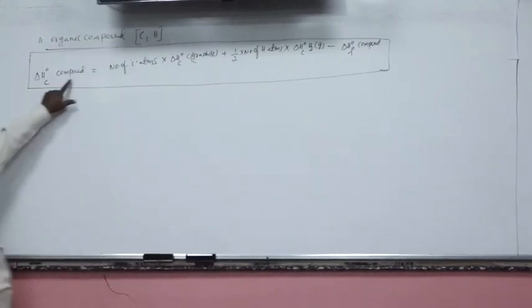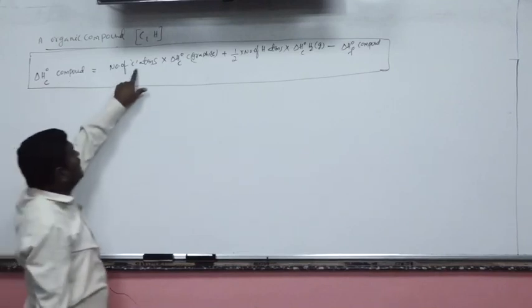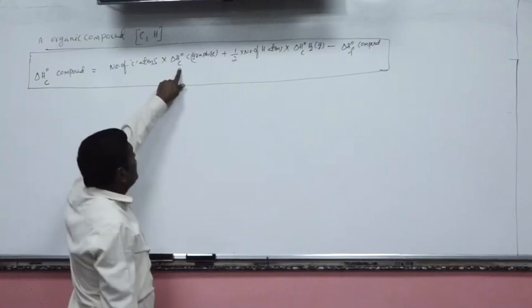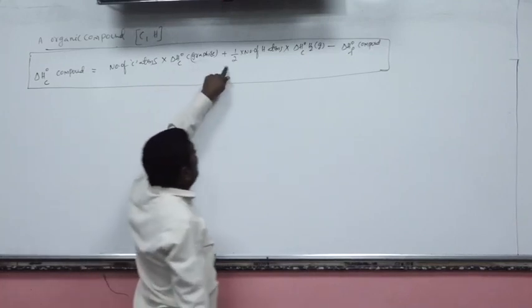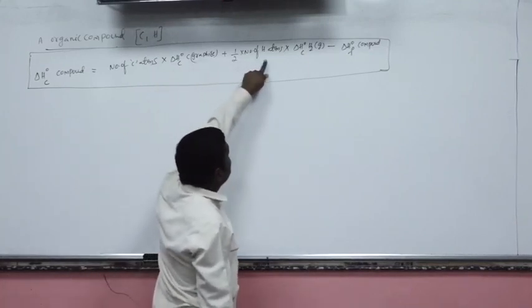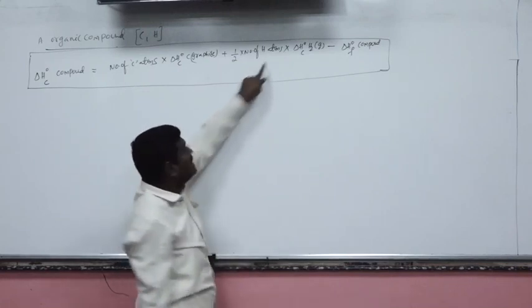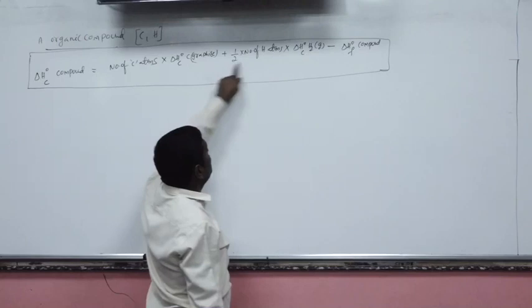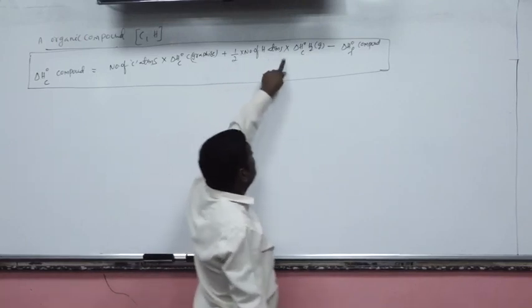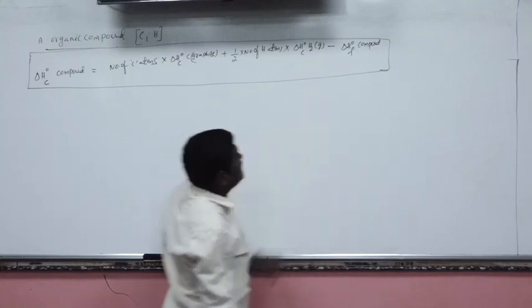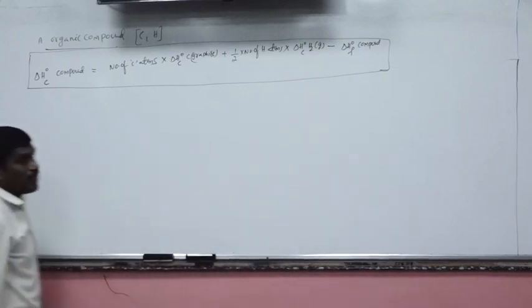Enthalpy of combustion of a compound: that compound contains some number of carbon atoms, into the combustion of each carbon atom, plus 1 by 2 the number of H atoms, because hydrogen has atomicity 2, that's why I am dividing by 2. 1 by 2 the number of hydrogen atoms into the combustion of hydrogen, minus the formation enthalpy of the compound.